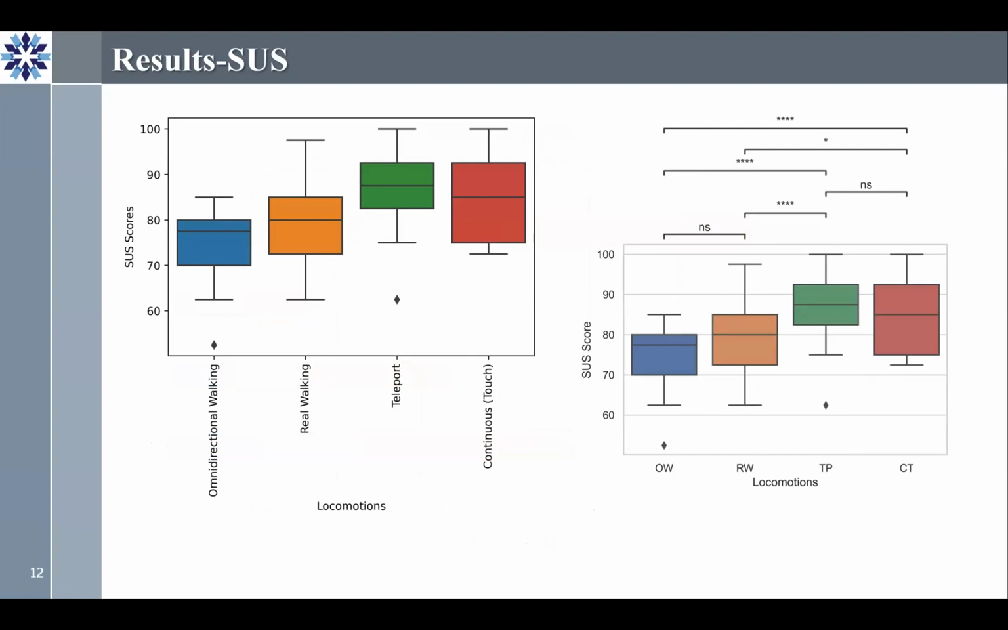When the system usability scores were examined, the most appropriate locomotion to use was teleport. Omnidirectional walking emerged as a difficult to use and low scoring locomotion. Statistically significant differences were found between physical and artificial locomotion.